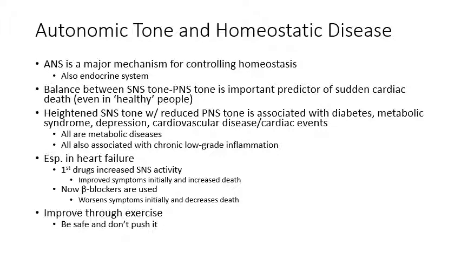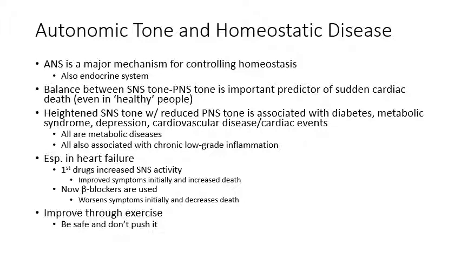In general, the only really reliable way that we know to increase parasympathetic tone while decreasing sympathetic tone is just to exercise. And we actually don't know why that is, but people who exercise regularly have a lower heart rate at rest, and that basically indicates that they have a higher parasympathetic tone and a lower sympathetic tone at rest. If you have a high heart rate at rest, that's an indicator that you have a higher sympathetic tone and a lower parasympathetic tone.